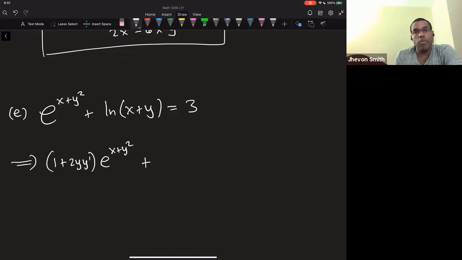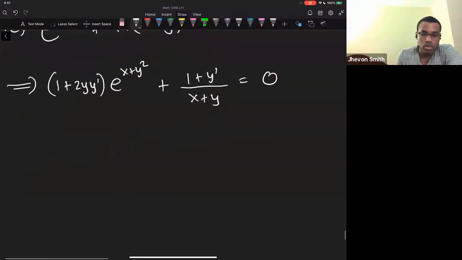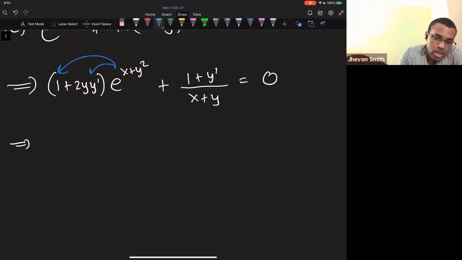Plus, for logarithms, how do you differentiate ln of u? It's u prime over u. So it's going to be over u, and the top has the prime, which is 1 plus y prime. Derivative of 3 is 0. So that's the calculus part done. Now we need to solve for y prime. But the y prime is kind of stuck in parentheses, so let's get it out. So I'm going to distribute this guy and break this guy up.